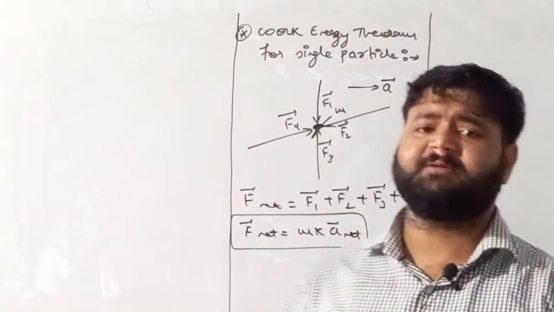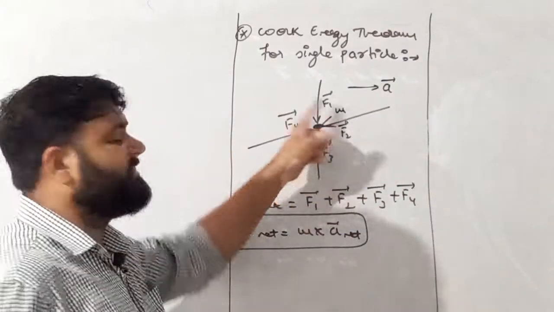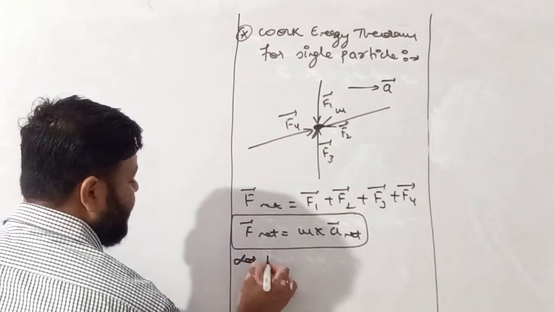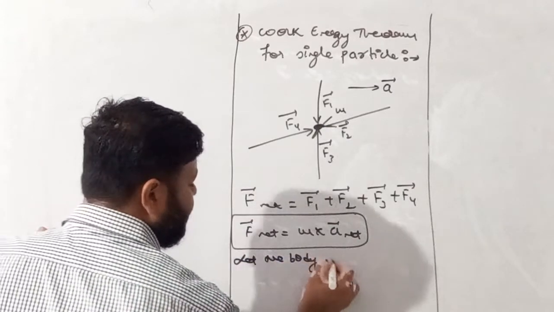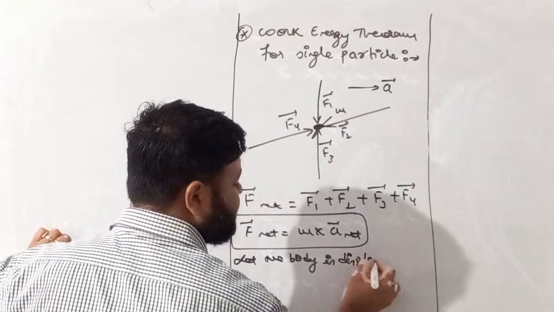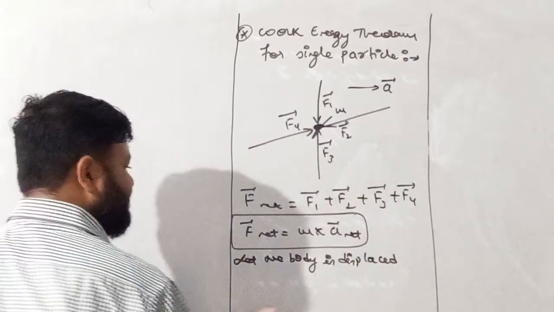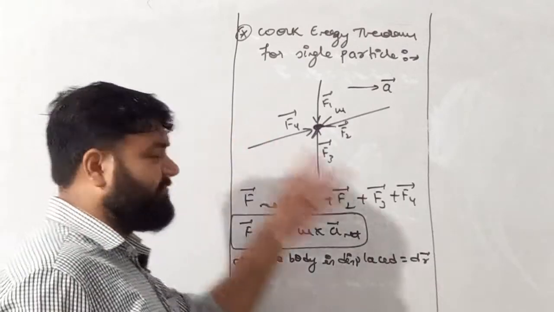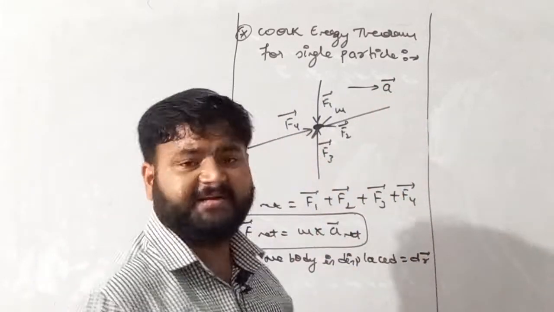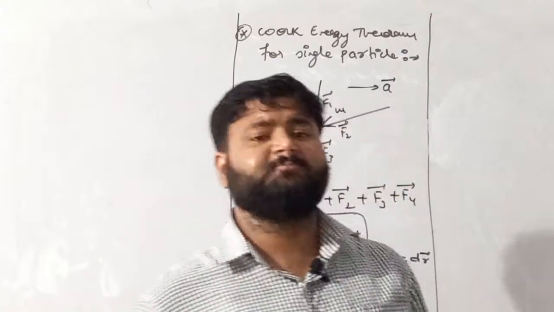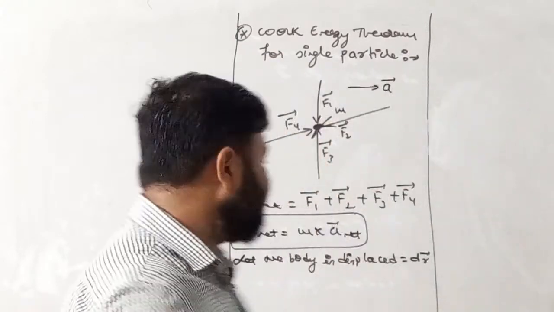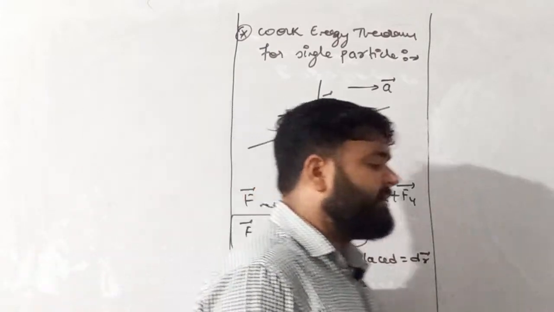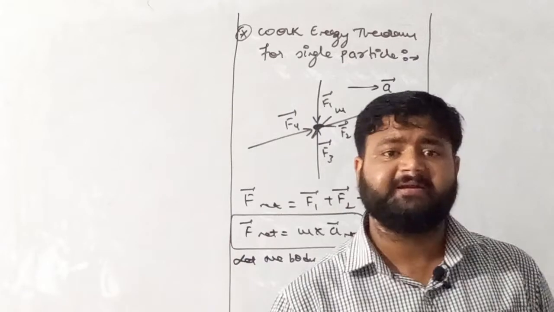Now my dear student, let's suppose due to all these forces the body is displacing. So I am writing here, let the body be displaced by dr vector. Remember one thing, my dear student, if I am applying force and the body is accelerating, it means the body is moving. So if the body is moving, then there must be some displacement. So I am considering the displacement of the body to be dr vector. Now we are all aware that along the direction of force, displacement can take place.